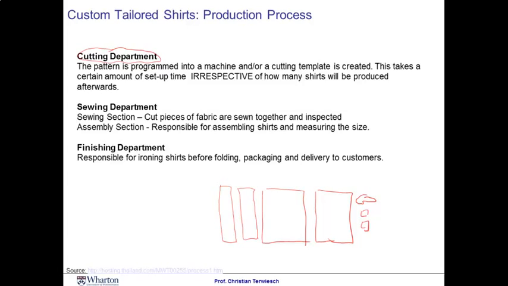So the next step is the sewing department. This is a real assembly line where these multiple pieces that we get out of the cutting are put together. Finally, in the finishing department, the shirts get ironed and folded together in a package ready for delivery to the customers.